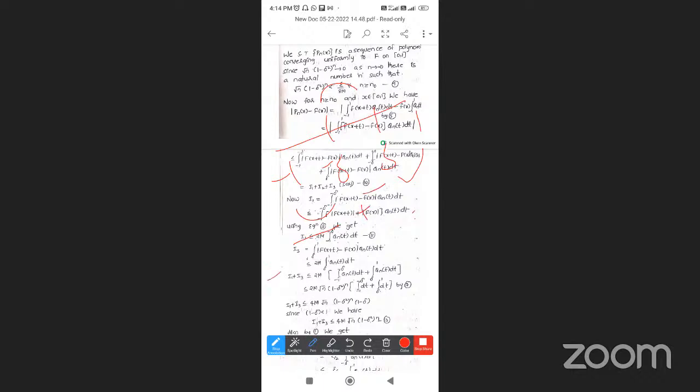So how many integral parts? I1 plus I2 plus I3, the same in the 10th equation. In the 10th equation, what is I1? I1 is the integral from minus 1 to minus delta of f of x plus t minus f of x, times Qn of t dt, which is less than or equal to the integral from minus 1 to minus delta of mod of f of x plus t plus mod of f of x, times Qn of t dt. By equation 2 we get I1 is less than or equal to 2m.